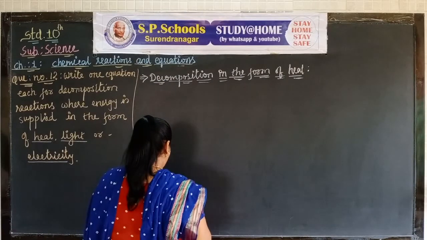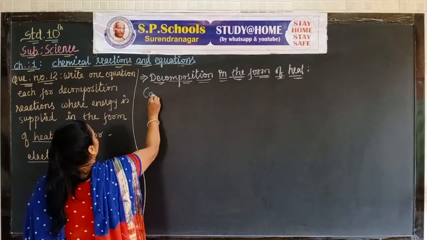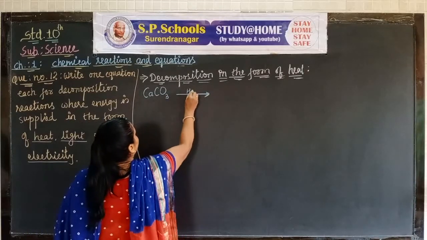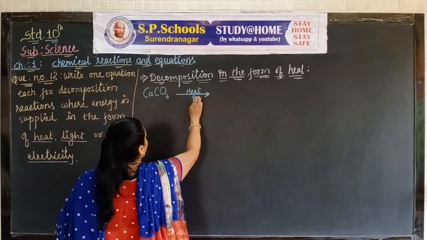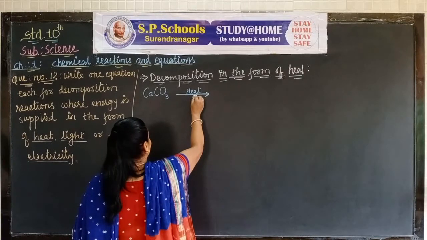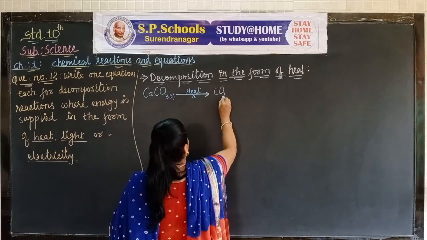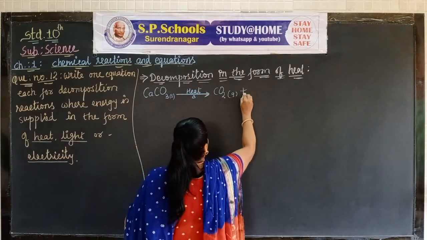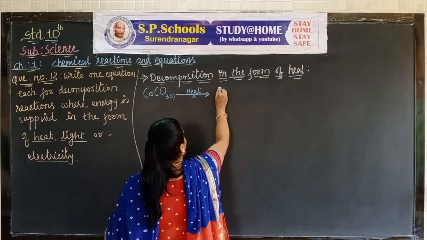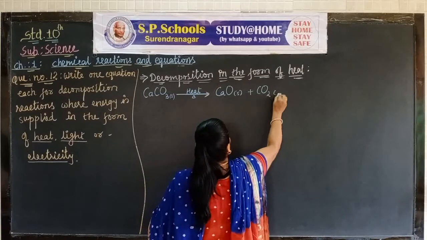Give the example we know about when heat is formed, CaCO3. This is the symbol of heat. Solid, broken down, first CaO and then CO2, plus CO2 gas.